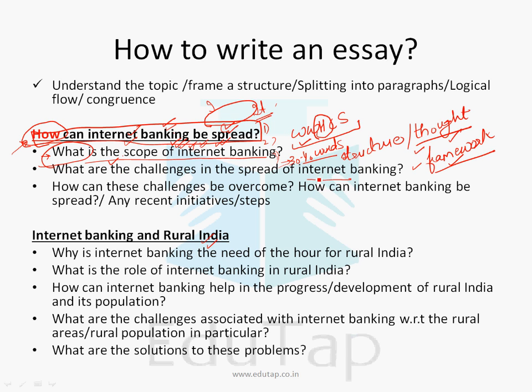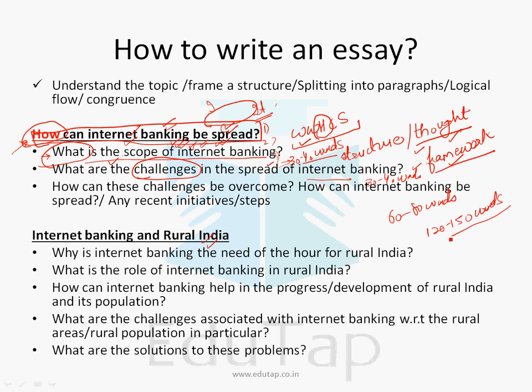Then the next question you can ask is, what are the challenges in the spread of internet banking? Right, challenges, the C part. Again you can devote around 30-40 words here. Now you have utilized around 60 to 80 words. Right, now you are still left with 120 to 150 words.